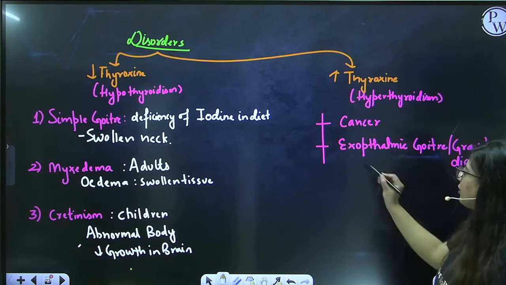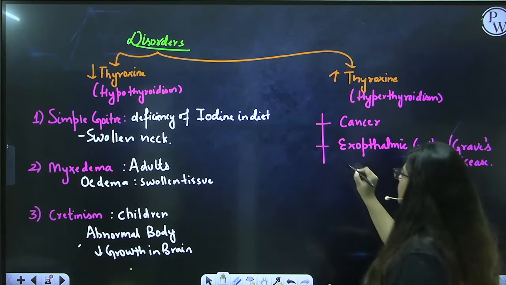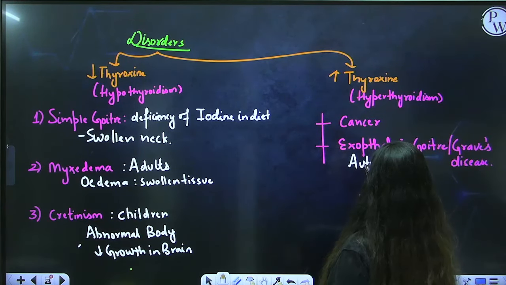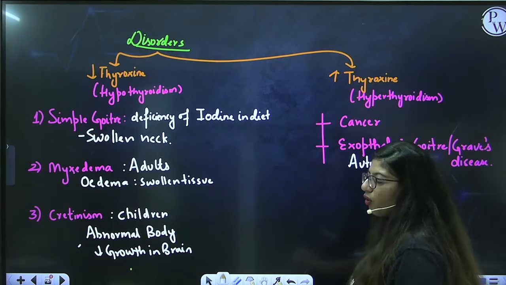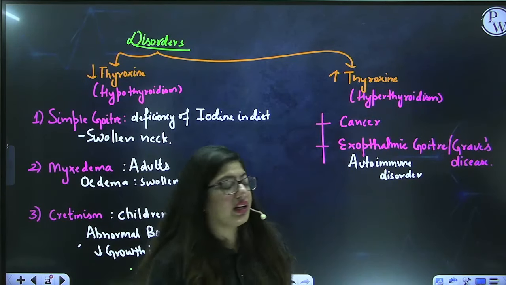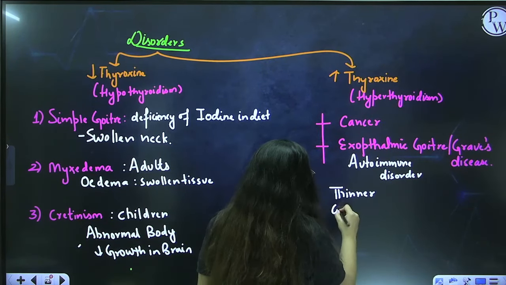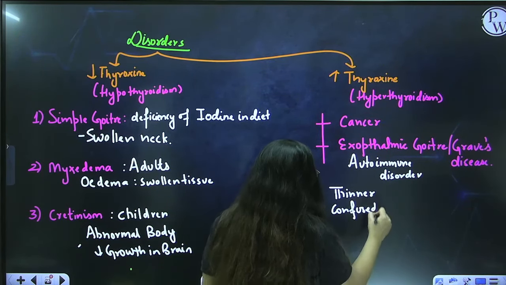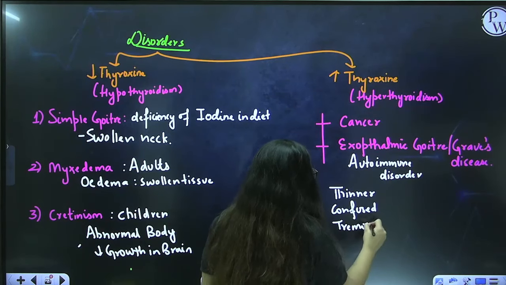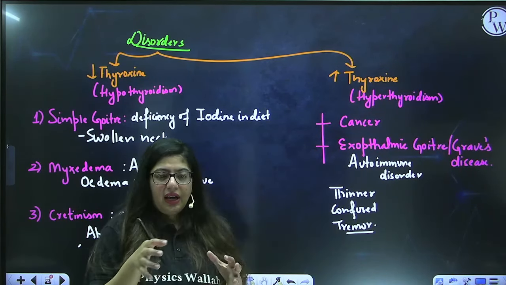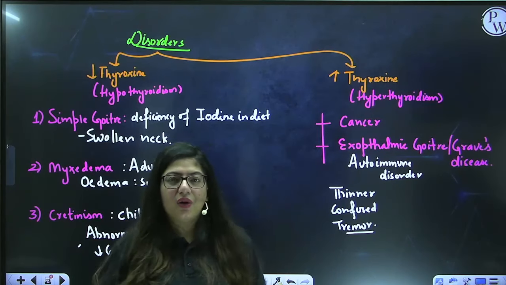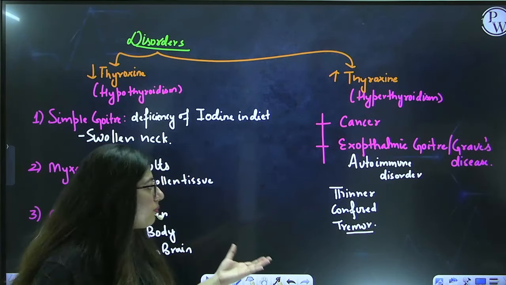Second, very important, is exophthalmic goiter. Graves' disease is an autoimmune disorder. In this disorder, there is a higher level of thyroxine in the body. As a result, the person is thinner, remains confused, and sometimes can also get tremors. For example, shaky hands, and always having sweats and all. So this is what happens in exophthalmic goiter.